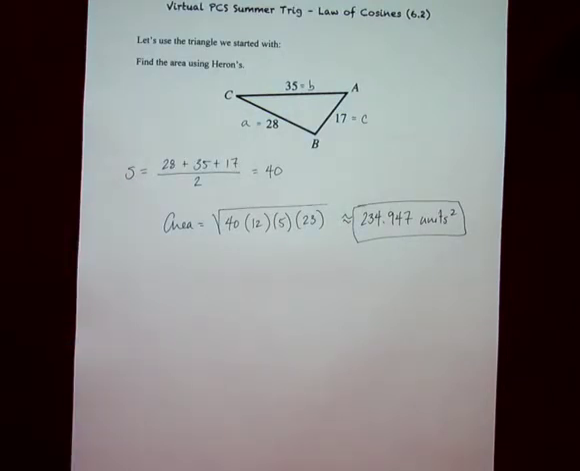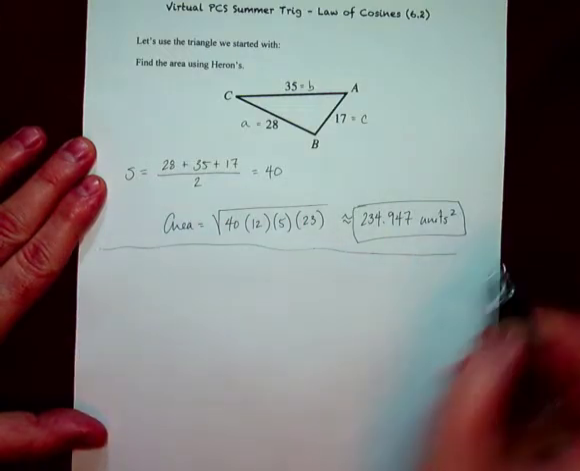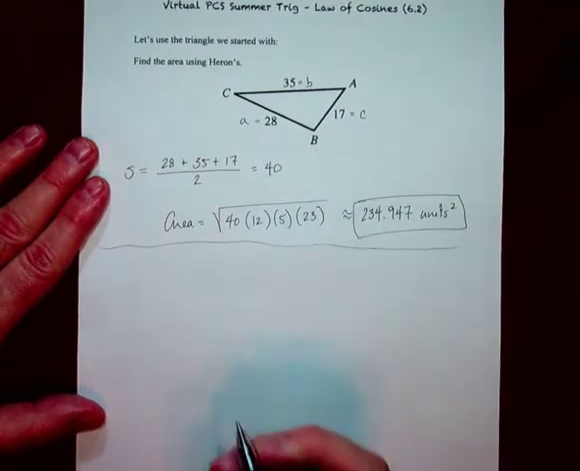And that should be relatively straightforward. And here's the thing. Could we do it another way? Yeah, of course. We know the law of cosines. We can use the law of cosines to find any one of those. Actually, let's go ahead and do that. Let's use the law of cosines to find angle B.